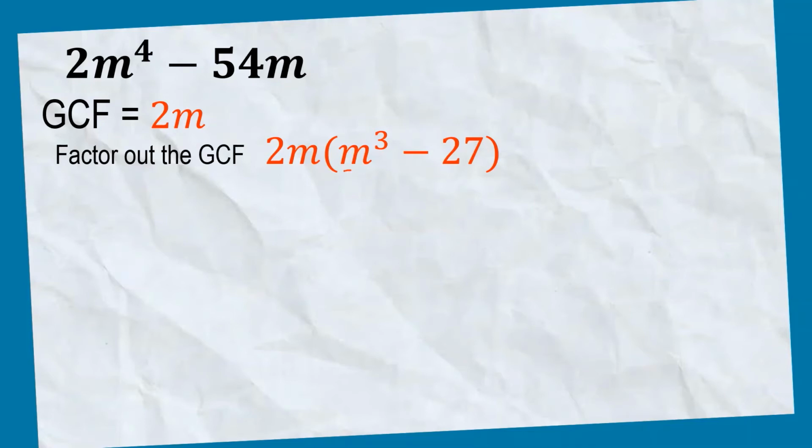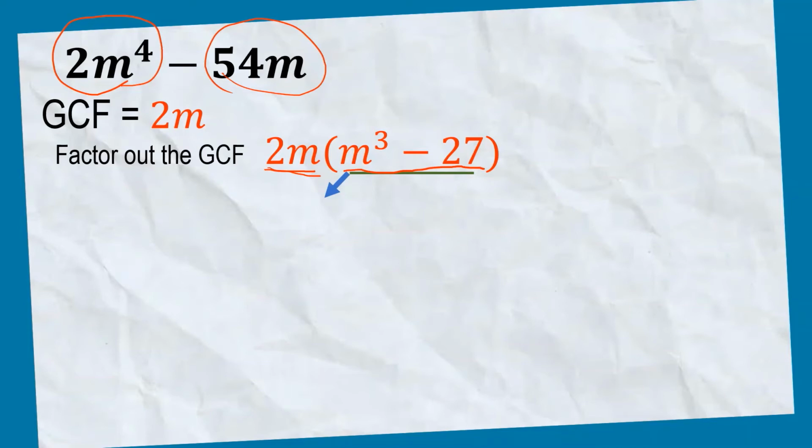So paano ko po nakuha si m cubed minus 27? We have 2m raised to 4 divided by 2m. So that's m cubed minus 54m divided by 2m, makukuha po natin ay 27. Ngayon po ay meron po tayong m cubed minus 27 which is an example of difference of two cubes.